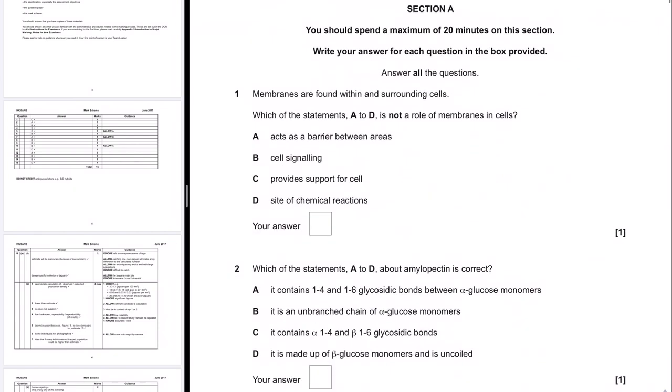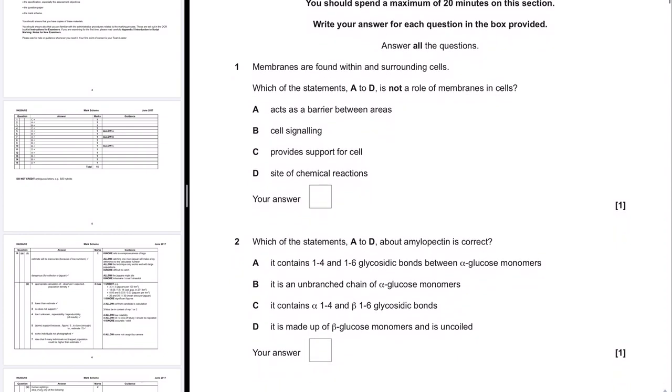Okay, so we're going to start off with the multiple choice section. Membranes are found within and surrounding cells. Which of the statements A to D is not a role of membranes in cells? So, which of these is essentially not a role of membranes in cells?